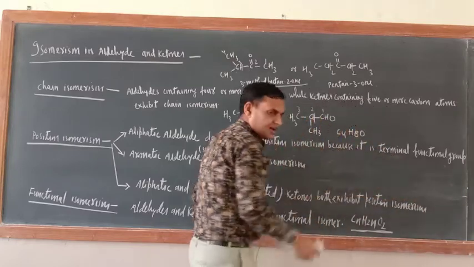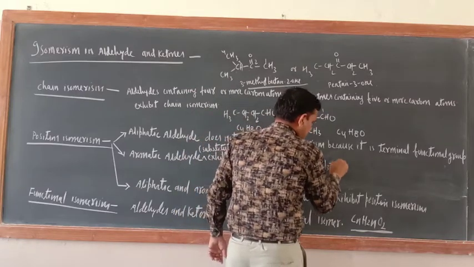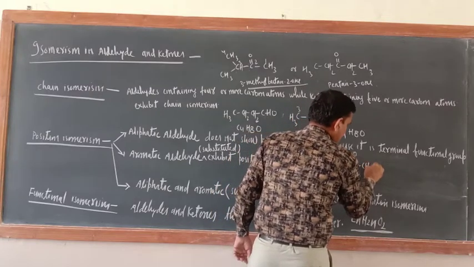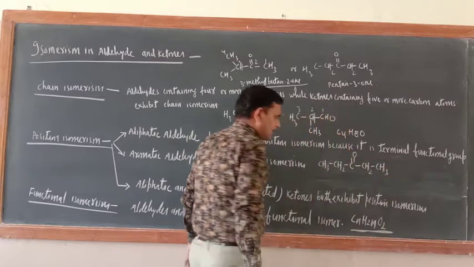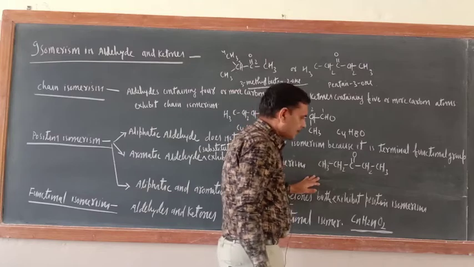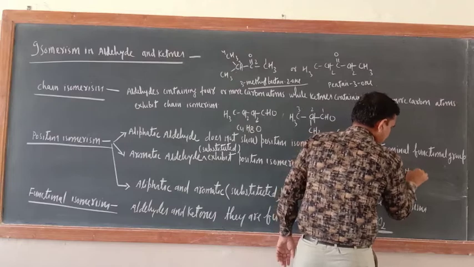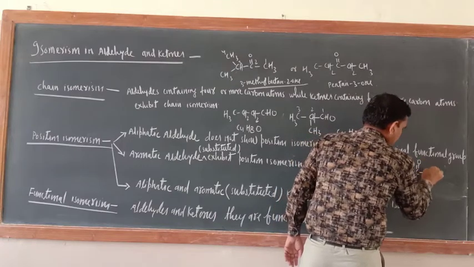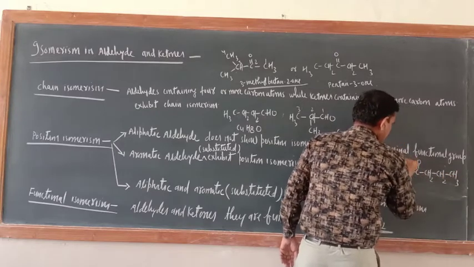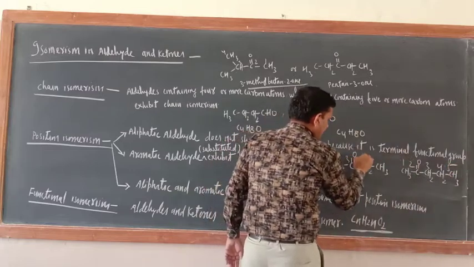Just see, simple. This is CH3 CH2 C double bond O CH2 CH3, correct? What is the name of this one? This is pentan-3-one, correct? Now I may write the same molecular formula in this way also: CH3 C double bond O CH2 CH2 and CH3. This is 1 2 3 4 5. Here also 1 2 3 4 5.